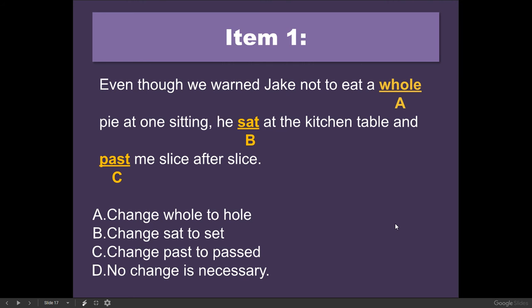Even though we warned Jake not to eat a whole pie at the city. Oh, okay, so that's the same thing. Okay, this is the one we should look at. This is the way it's going to be worded on STAR. Okay, so take a moment and write down the answer that you think is correct on a piece of paper or in your L&D.